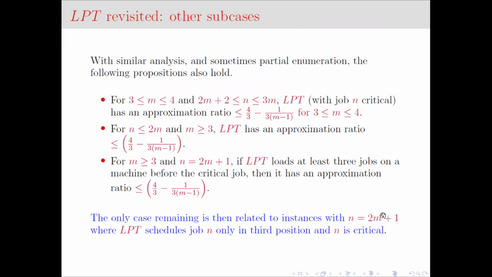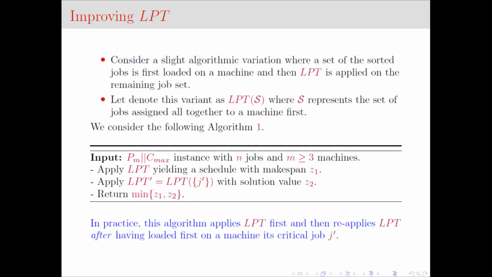So indeed, by the same kind of reasoning, we were able to handle this result when m was between 3 and 4. We were able to show that for n smaller or equal than 2m and m greater or equal than 3, the value of LPT was inferior to this value here. So basically, the only case remaining was where n is equal to 2m plus 1, and where LPT schedules just job n in third position, and n is critical, which is a kind of peculiar situation.